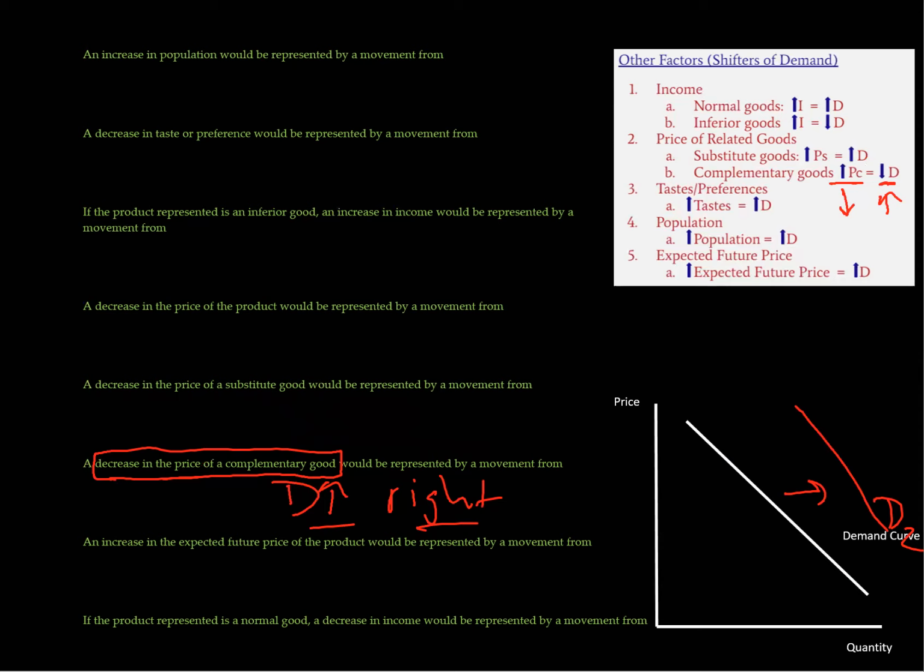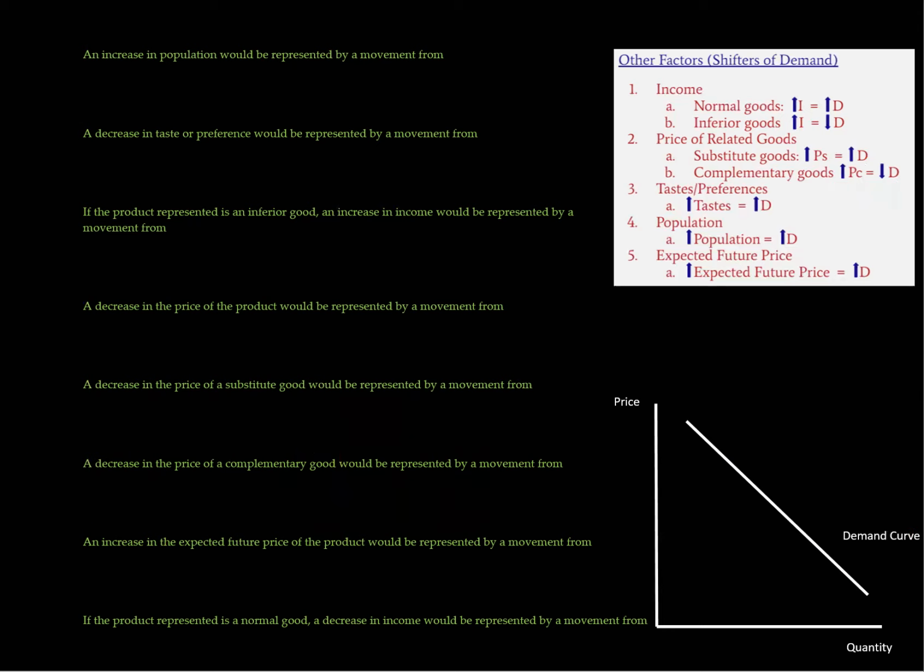Now, what does that mean? Okay, complementary goods are things like peanut butter and jelly. You buy them together. All right, if the price of peanut butter goes up, the demand for jelly goes down because your sandwich just got more expensive. All right. But again, just be able to use this list.